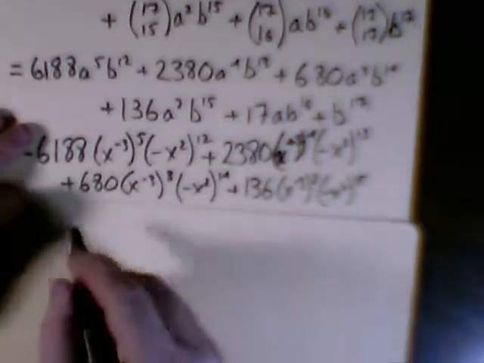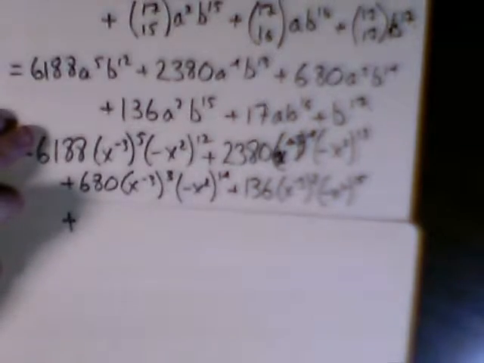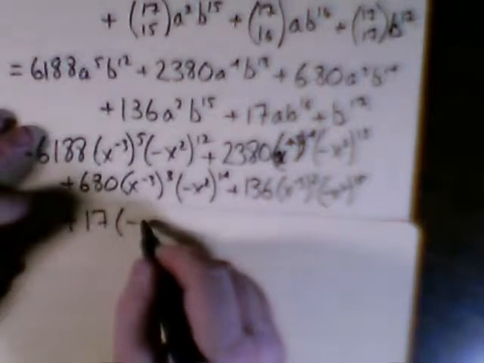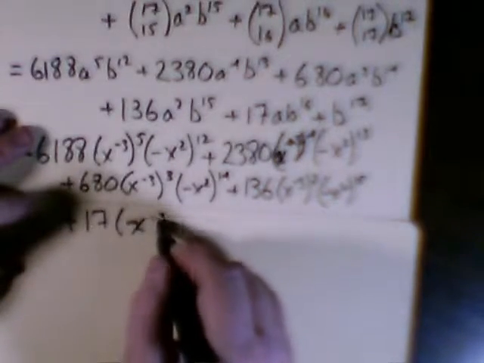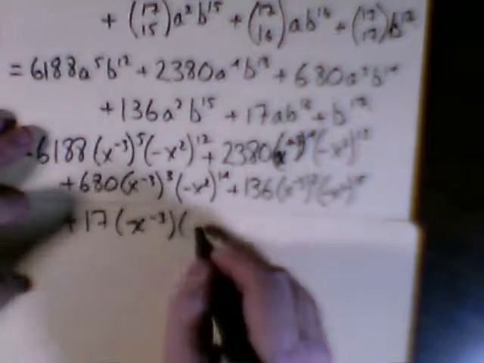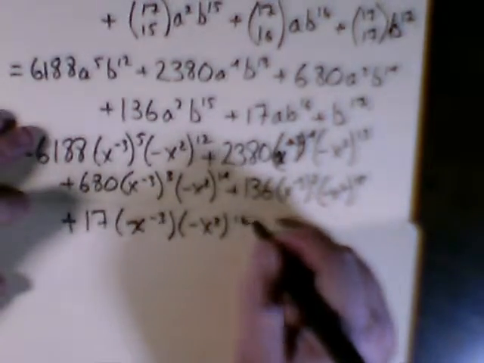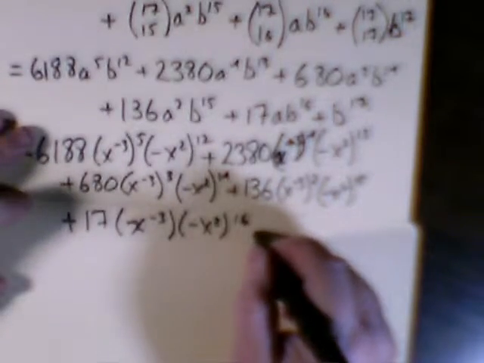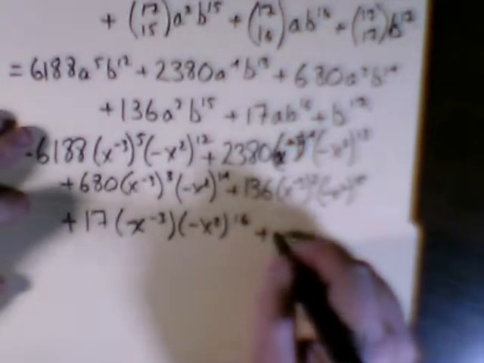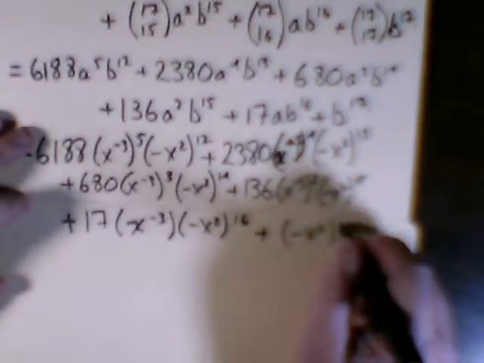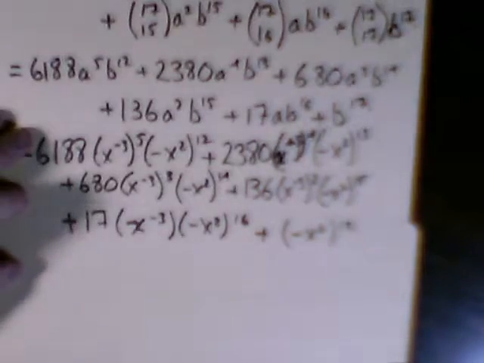Okay. Plus 17 x to the minus 3 times negative x squared to the 16, plus b to the 17th, so that's negative x squared to the power 17. Okay, and that's the last term.